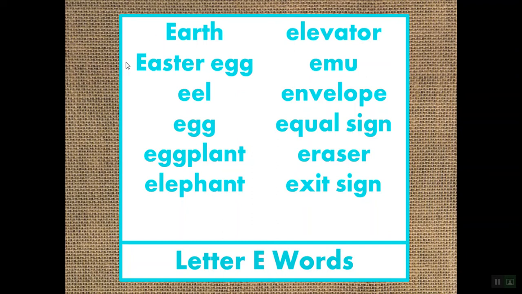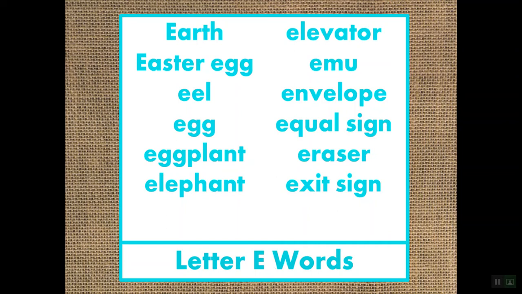Earth, Easter egg, eel, egg, eggplant, elephant, elevator, emu, envelope, equal sign, eraser, exit sign. Good job. That was 12 words, all with the letter E at the beginning.